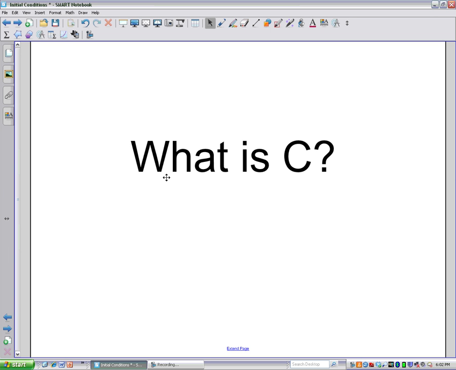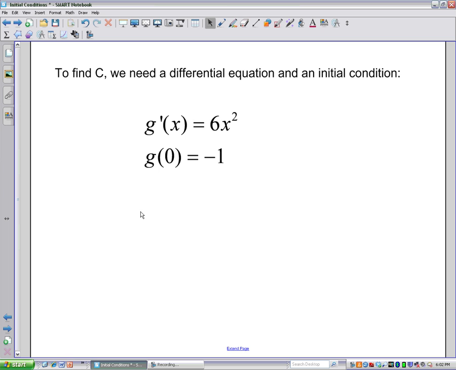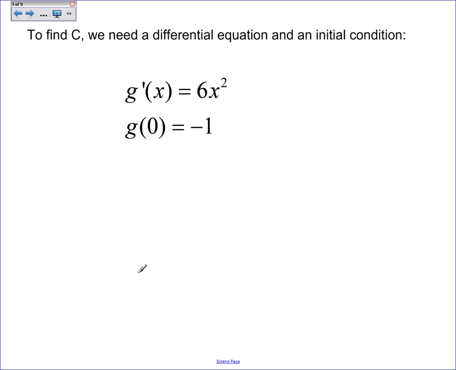What is that C? What is the plus C? What does that mean? Initial conditions is going to help us answer that question as we move forward. So, without any further delay, let's get to it. Initial conditions. To find out what C is, we need just a little bit of information.